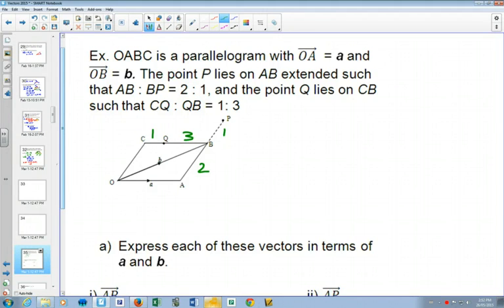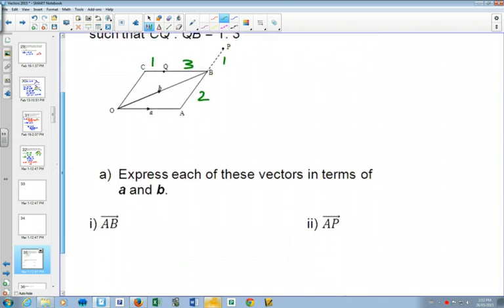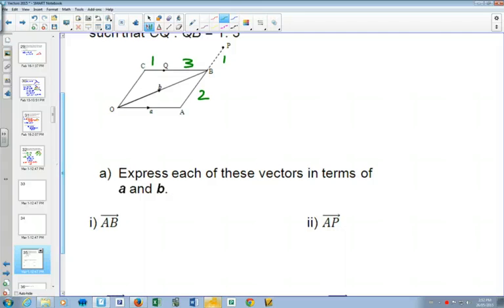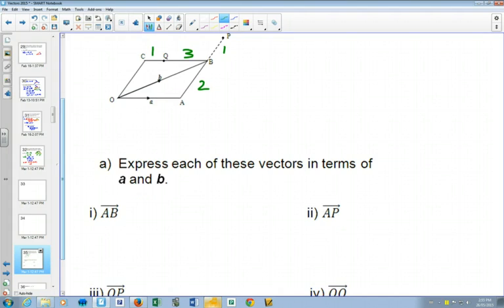And we got 2 of our vectors. And we can express everything in terms of A and B. So I'm going to give you guys a head start. How did you do? Did you get negative A plus B for A to B?